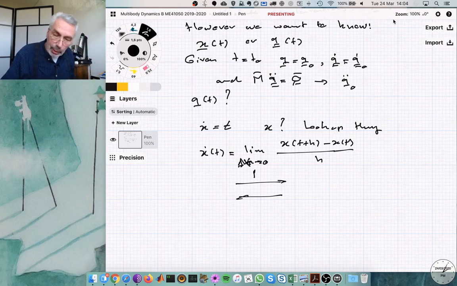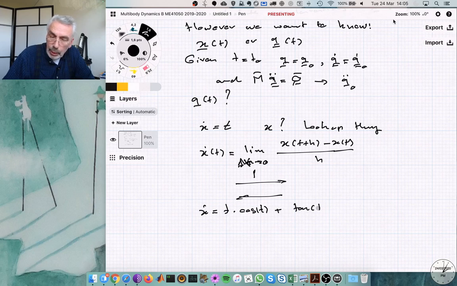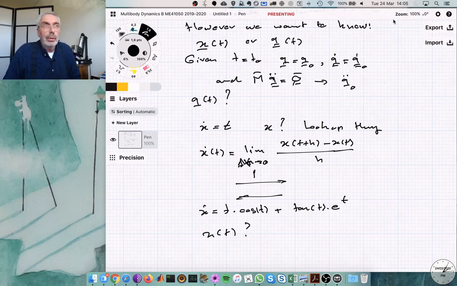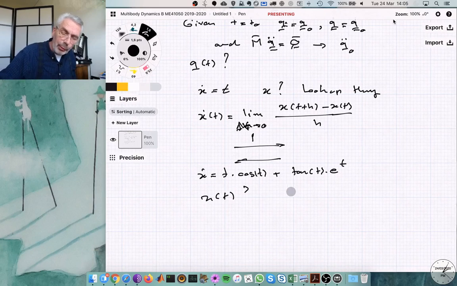So differentiation is easy, integration is very hard, and usually it's a lookup table. Even if I give you t times cosine t plus tangent t times e to the power t, do you have any idea what the primitive of this function is? You have no idea, actually. It's very hard, and you have to look up some standard solutions, and you say, oh, that I know, separate solutions, and then I add them up. But in general, that's a very hard thing. So where differentiation is easy, finding a primitive is very hard.